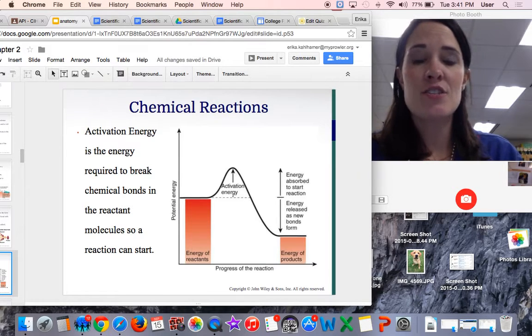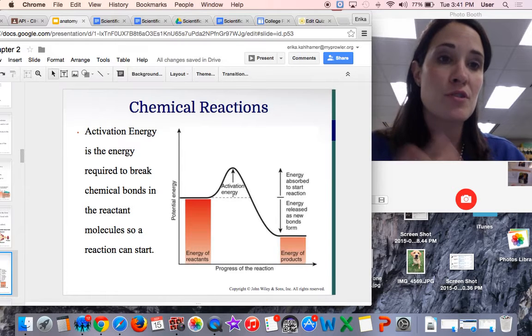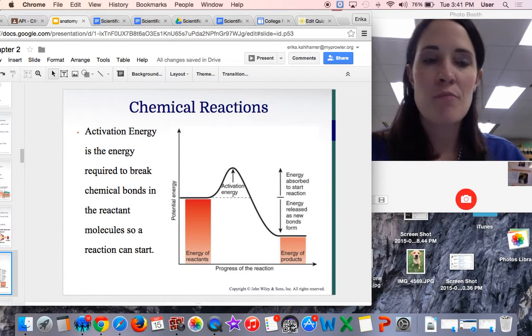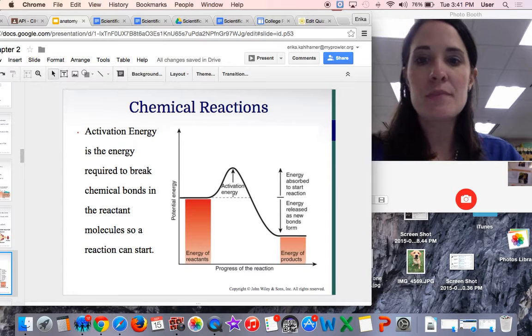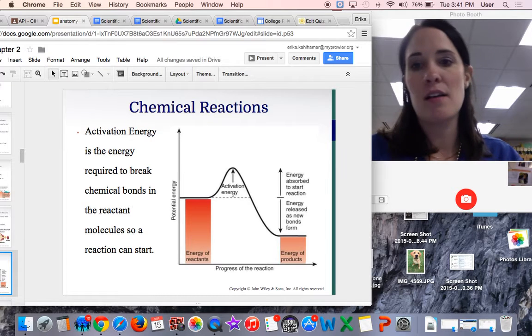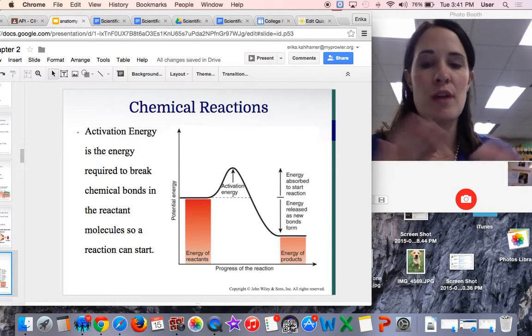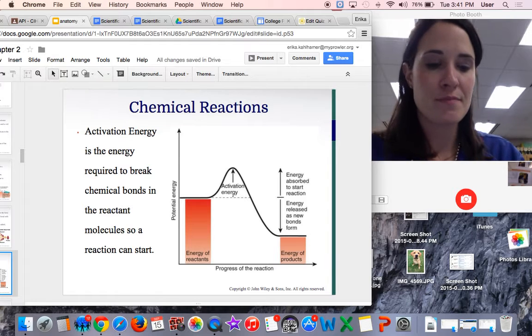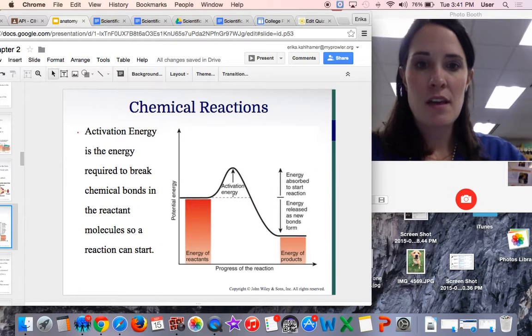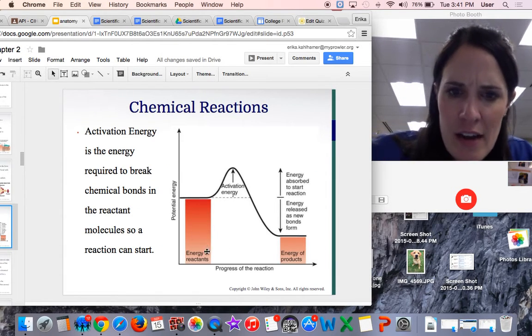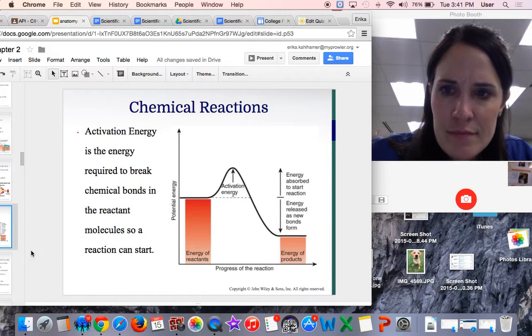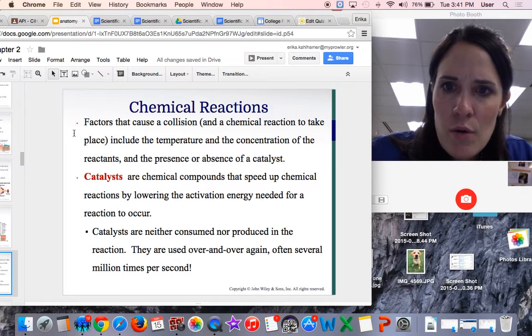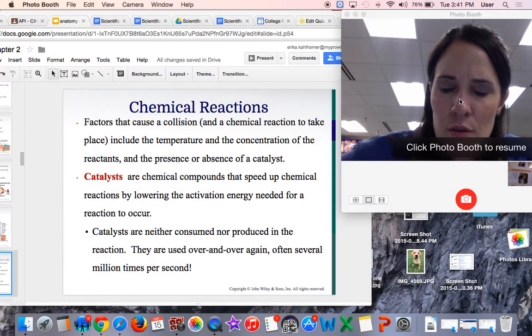Activation energy is just the energy needed to start that chemical reaction. You've probably heard of it before. It's the energy needed to break those bonds so the reaction can start. And here you can see on the graph, there's the activation energy.